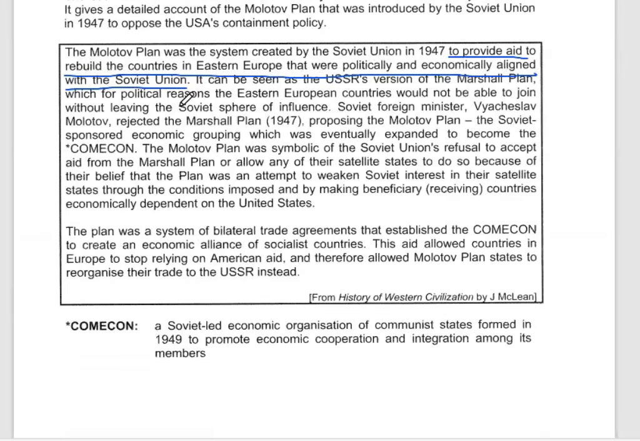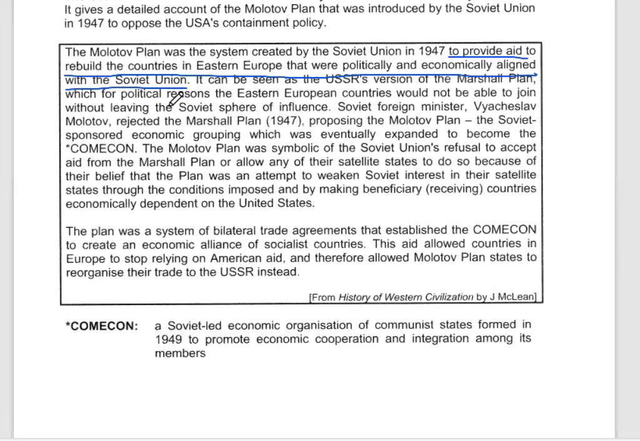It had the same intention as the Marshall Plan, but the Molotov Plan was selective. They did not want to assist countries which were not inclined to the ideology of communism. It was a truly communist package for only those states that were pro-communist. So the Molotov Plan was initiated to provide aid to rebuild the countries in East Europe that were politically and economically aligned with the Soviet Union.